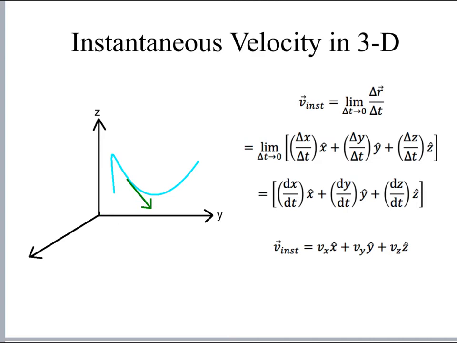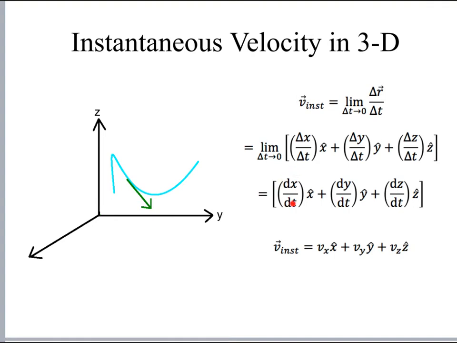But this is the process of taking the derivative, and so we can say that this v instantaneous again is going to be the derivative of x with respect to time in the x hat direction, plus the derivative of y with respect to time in the y hat direction, plus the derivative of z with respect to t in the z hat direction. So in each case, you just do it component by component, and you take the derivative with respect to time for x, y, and z.